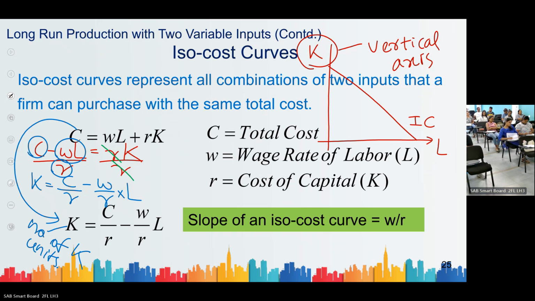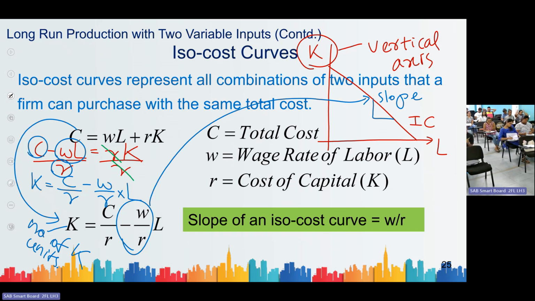Purchase equals total cost divided by price of capital, minus W over R into L. So this minus W over R is the slope of the isocost curve. Minus W over R is the slope of the isocost curve.